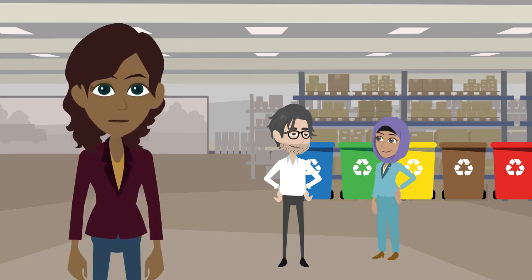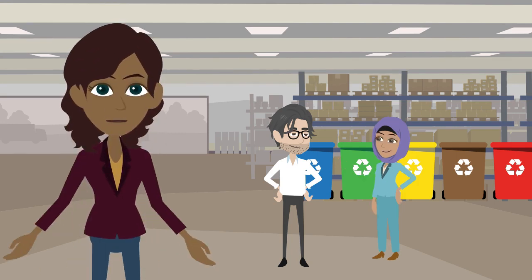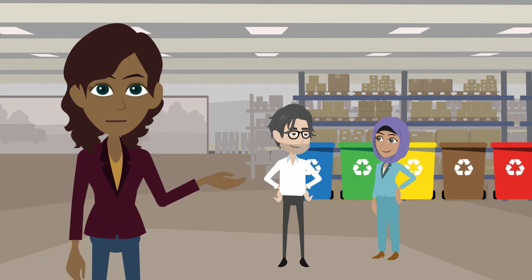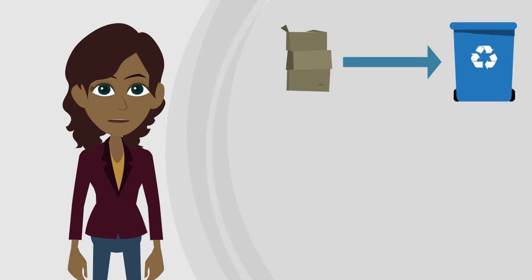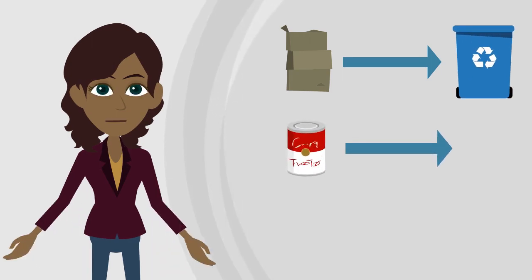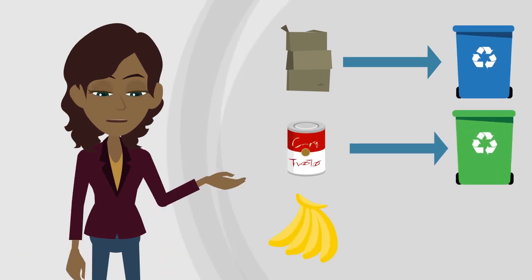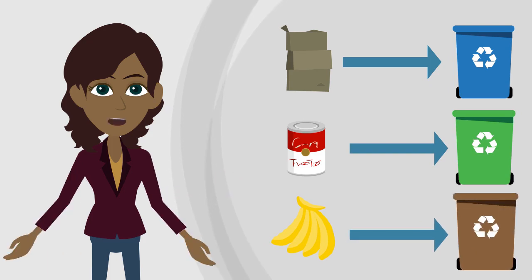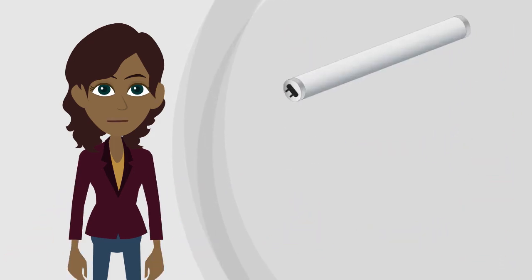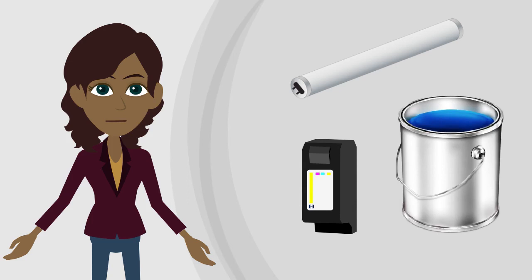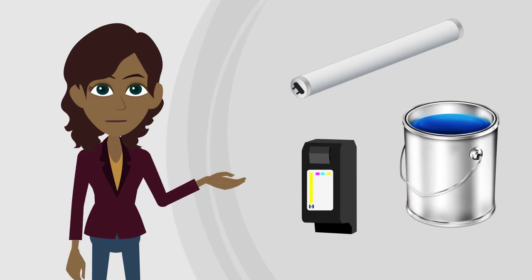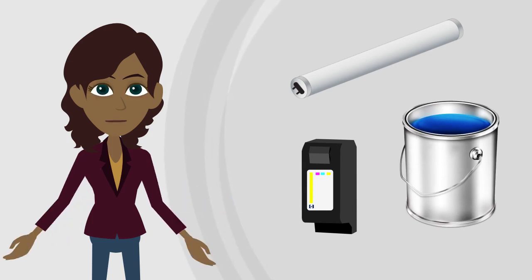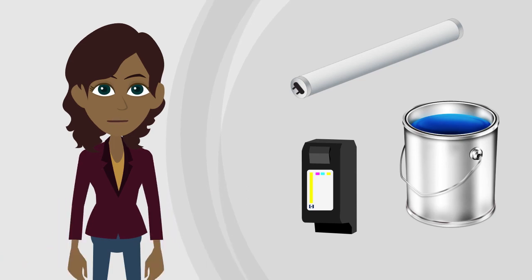Cross-contamination of waste is a significant issue which can result in waste which might otherwise be recycled being sent to landfill. For example, we should put boxes in the cardboard bin, cans in the metal bin, and banana skins in the food waste bin. Things can change with hazardous wastes such as fluorescent tubes, ink cartridges and old paint tins. It's important to make sure that hazardous wastes are disposed of in the appropriate hazardous waste bins.